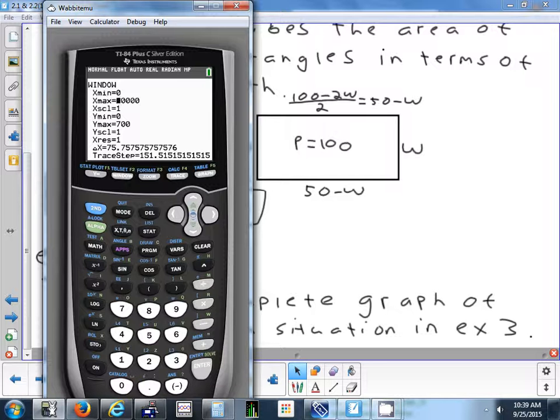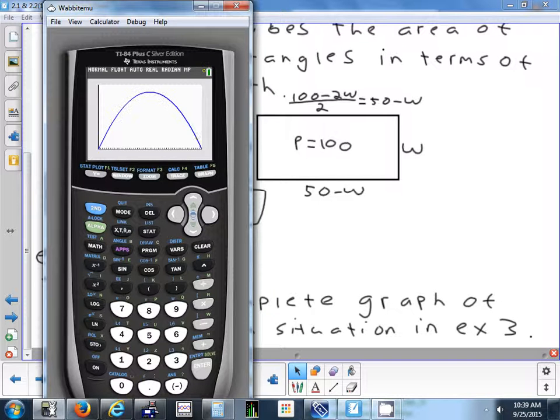Think about if you made the width 51. Well, then your width would be 51 on one side, 51 on the other side. That's 102 inches right there. You don't even have that much material. So the biggest the width could be really is like 49.9 repeating. But we can't go any bigger than 49.9. All right, so let's look at this graph and see what we got.